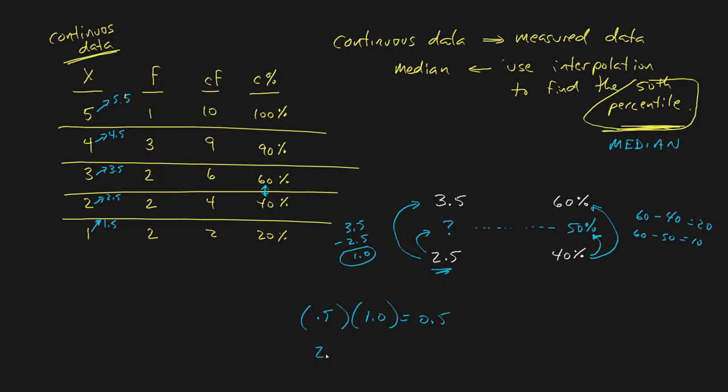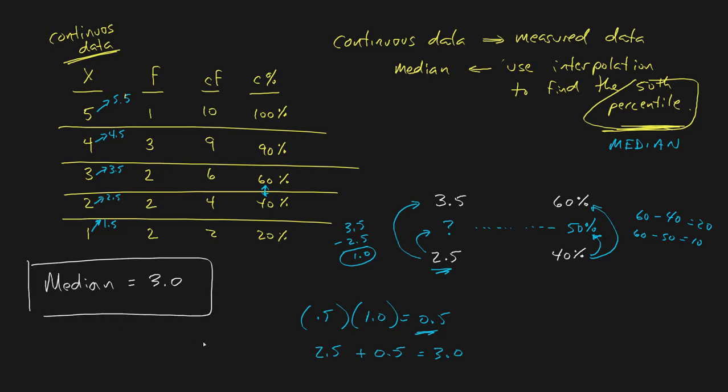I have to take my 2.5, start there, add the 0.5, and it gets me to 3.0. So my median is equal to 3.0. Okay, so in this case, interpolation didn't turn out to be a very big deal. It worked out nicely that 50 was right between 40 and 60%. I didn't really intend to make such an easy example. I just made these numbers up right before starting this video, and it just happened to turn out that we got a nice even number and that 50% was halfway between 40% and 60%.